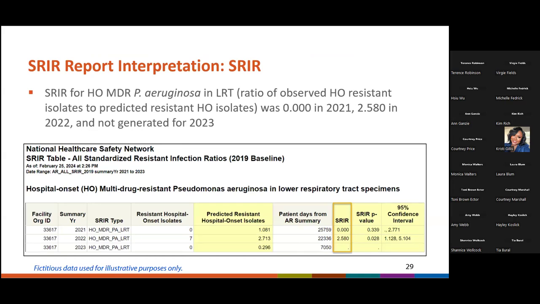The SRIR, which is again the ratio of observed hospital onset resistant isolates to predicted resistant hospital onset isolates for hospital onset multi-drug resistant Pseudomonas aeruginosa and lower respiratory tract specimens, was 0 in 2021, 2.580 in 2022, and the SRIR was not generated for 2023.